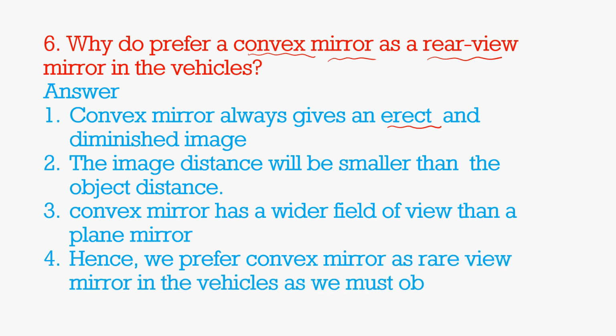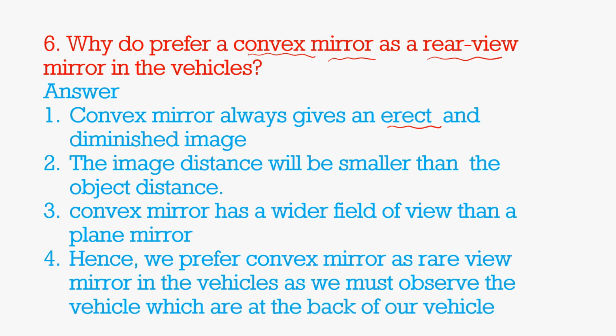The image distance will be smaller than the object distance, and a convex mirror has a wider field of view than a plane mirror, wider meaning large. Hence we prefer a convex mirror as a rear view mirror in vehicles, as we must observe the vehicles which are at the back of our vehicle. So that's why we prefer a convex mirror as a rear view mirror in vehicles.